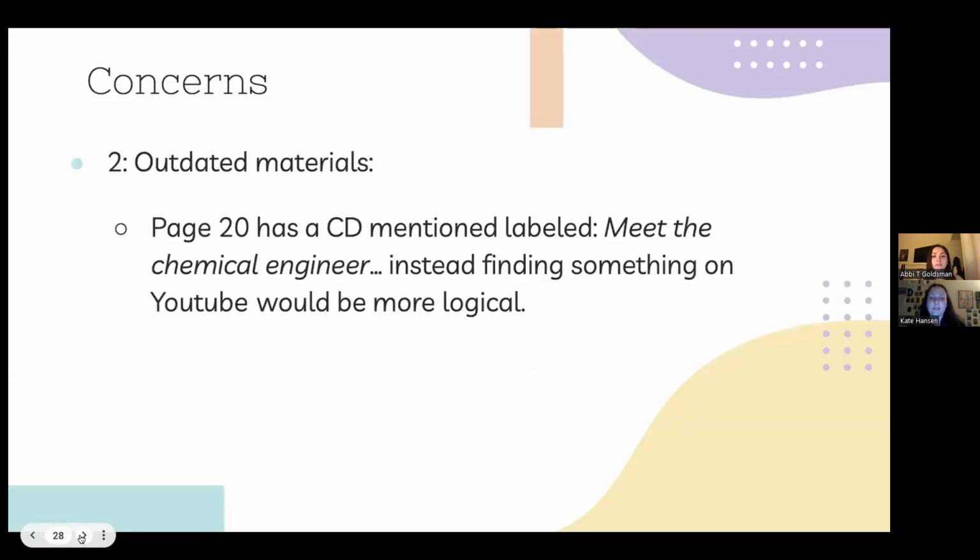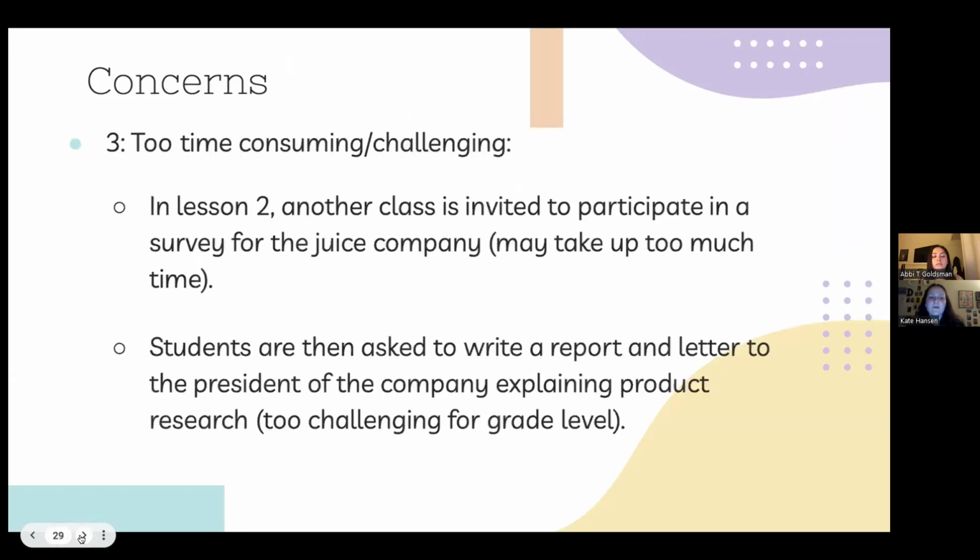And then we also have some outdated materials. Page 20 has a CD where maybe you can find something on YouTube that would be more logical to show for the time. We also have that it's a little too time consuming and challenging. In lesson 2, another class is invited to come participate in a survey, which may take up too much time. And then the students are asked to write a report and letter to the president of the company, which could be too challenging for the grade level.